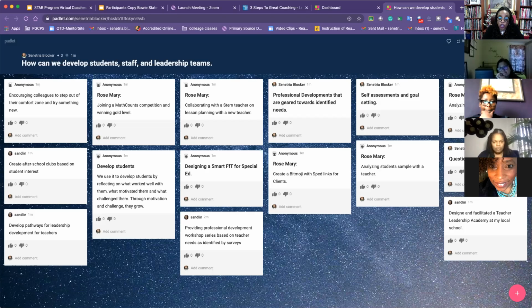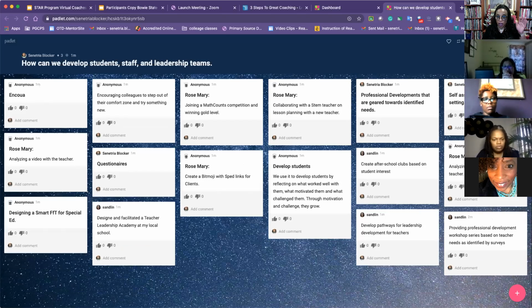Analyzing student samples with a teacher, super important, because the second part of our workshop today is really talking about the coaching cycle, the instructional cycle. So talking about really having a chance to analyze with. I want to point out that word with. It wasn't analyze for and tell them what to do. It was analyze with and say to them, let's look at this together and how can we make those changes? So all of these are different ways that we can really get people involved and make changes.